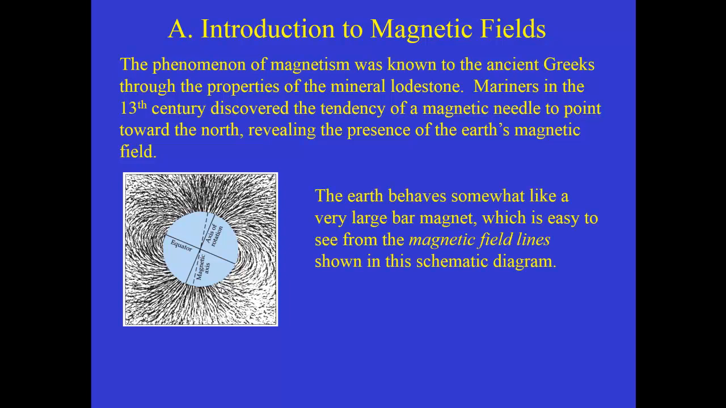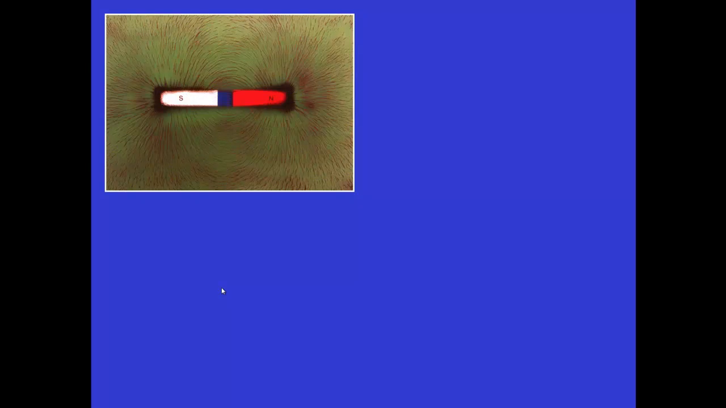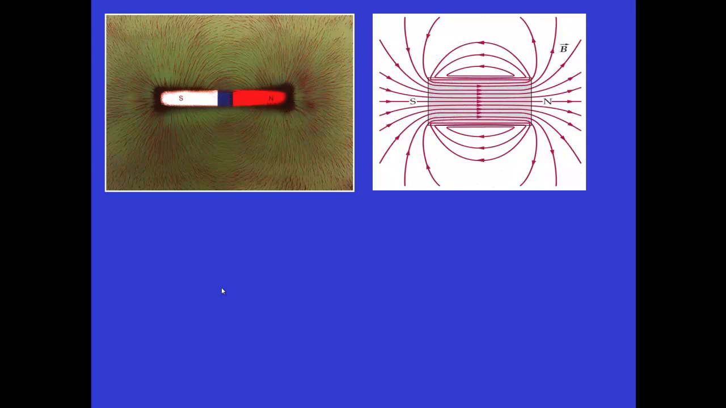The field lines would be generated in a sketch like this by putting a bar magnet down and sprinkling some very tiny pieces of iron, which respond to the magnetic field and line up along its direction. So here is exactly that kind of photograph, where you have north and south poles of a magnet and iron filings tracing out these field lines.